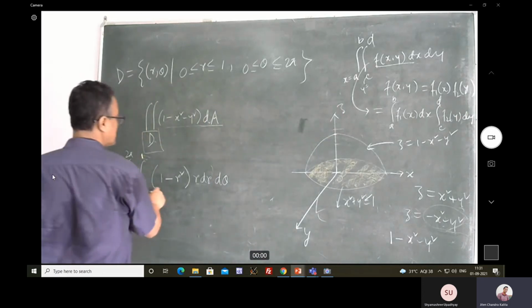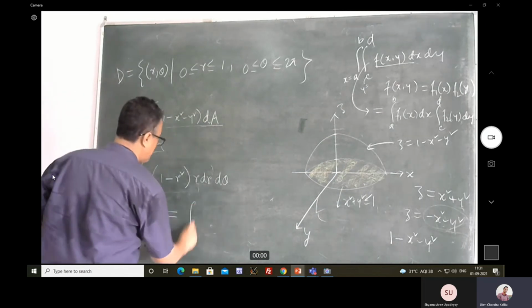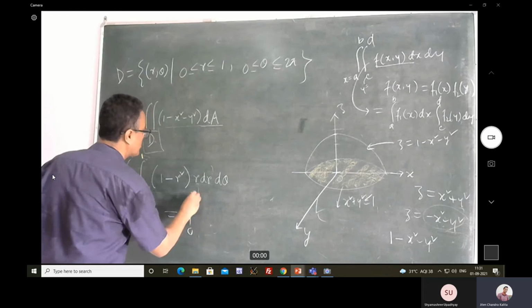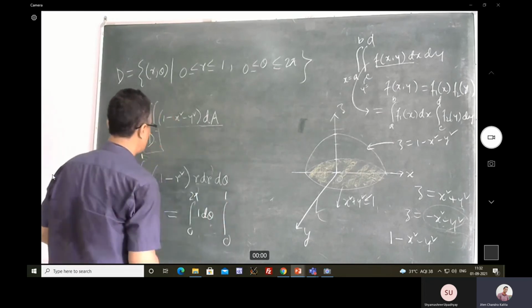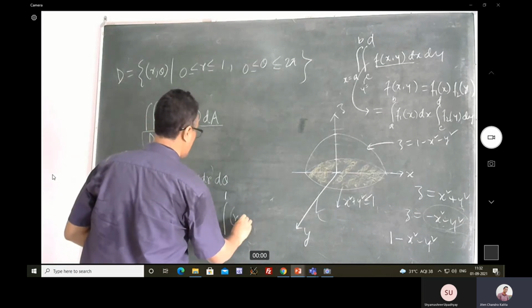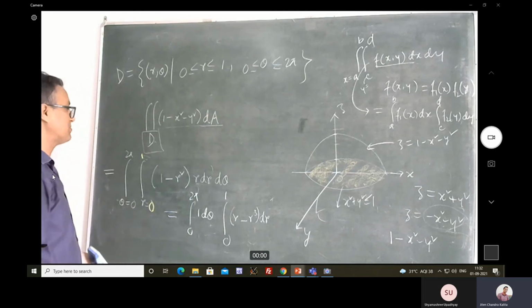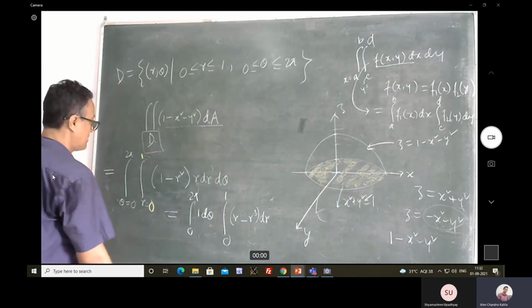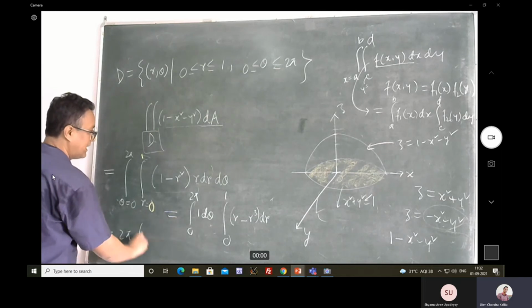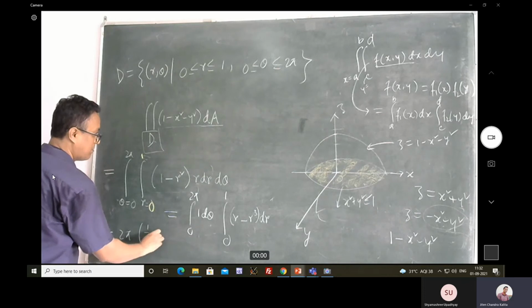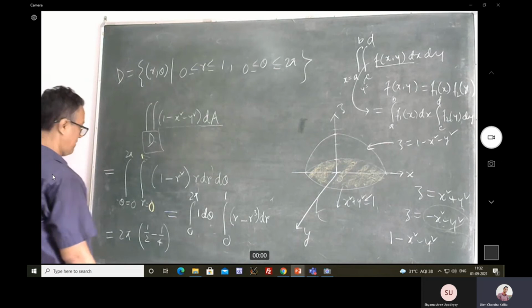So now here you can see that it is exactly like that. That is why I'll be able to write it as the integral from 0 to 2 pi of 1 d theta times the integral from 0 to 1 of r minus r cube dr, and simply integrate it and whatever you get is going to be the result. So this is eventually 2 pi times half minus 1 by 4, right?